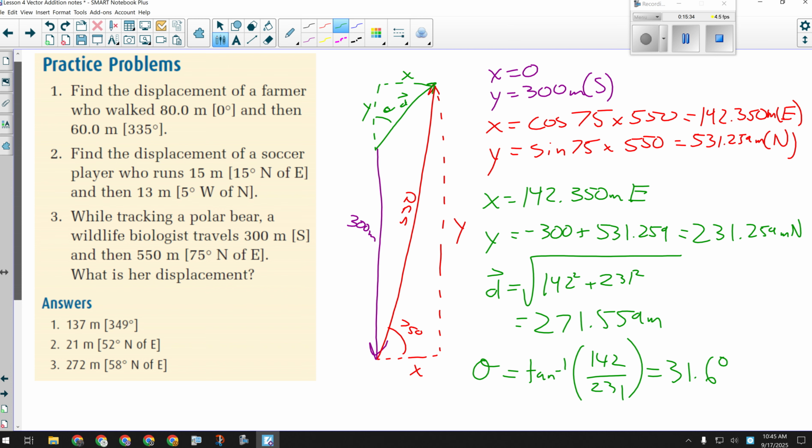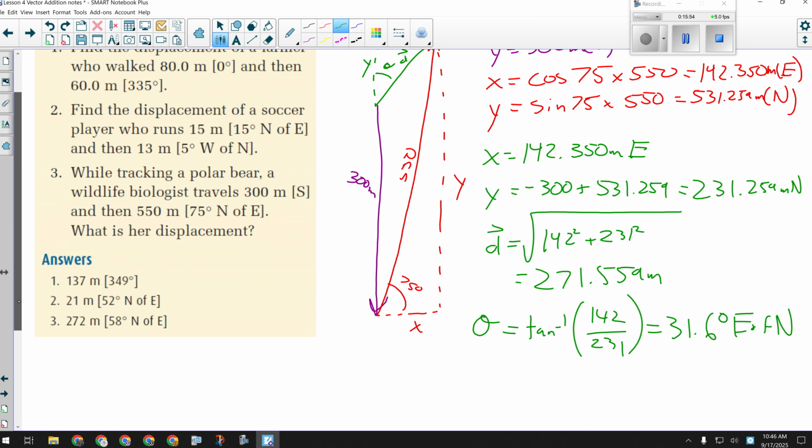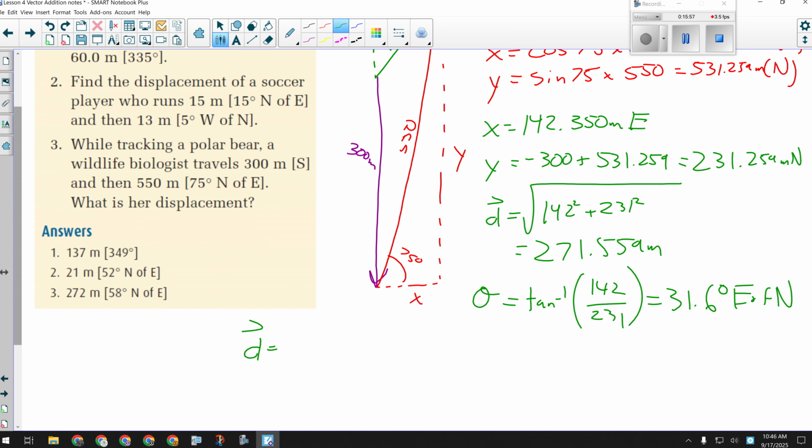But for me, that angle is east of north. They have the complementary angle, and I haven't done my significant digits yet. According to this one, that number has 3, that number has 3, but this number only has 2. So my answer can only have 2. So my final answer then will be the overall displacement of the wildlife biologist will be 2.7 times 10 to the 2 meters at 32 degrees east of north, or their answer at 58 degrees north of east.